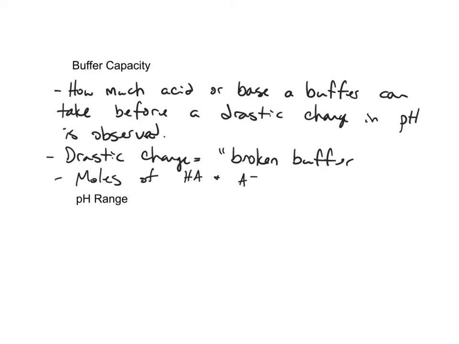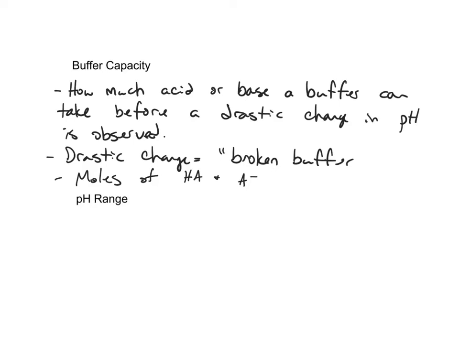The only way to determine whether or not a buffer has been broken, outside of observation that is, if you're going to calculate it, you need to keep close track of the moles. So you need to know how many moles of the acid and how many moles of the conjugate base are in your buffer in order to determine at what point the buffer will be broken. So this is stoichiometry dependent.